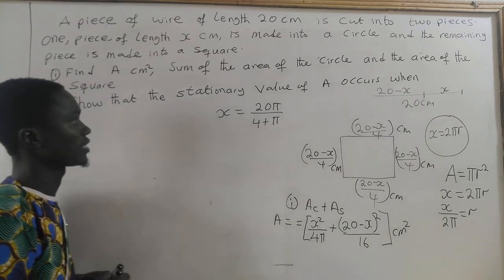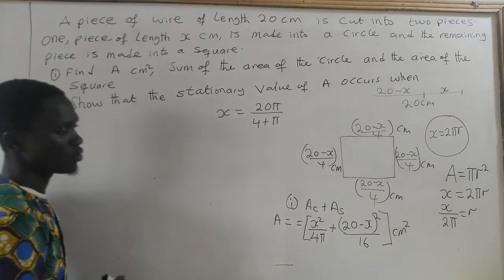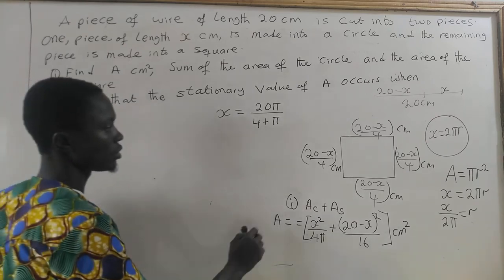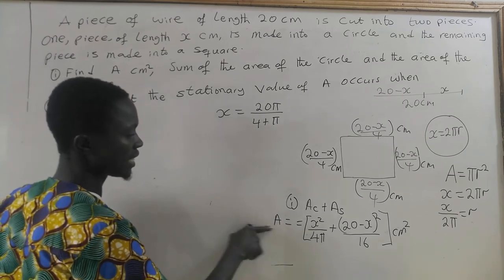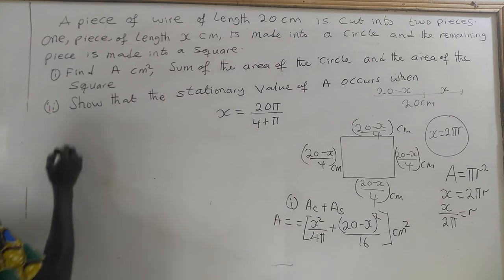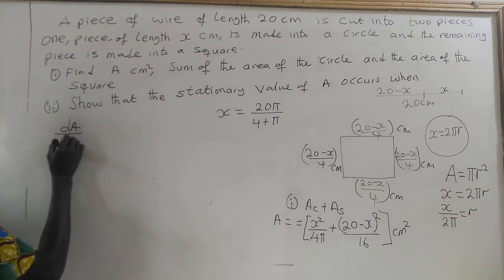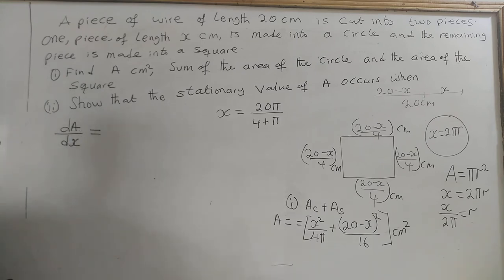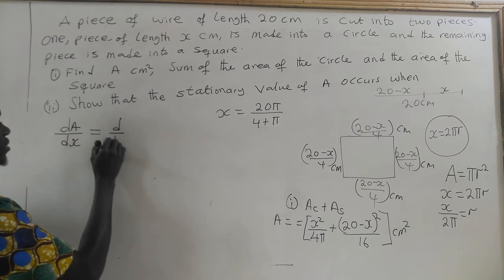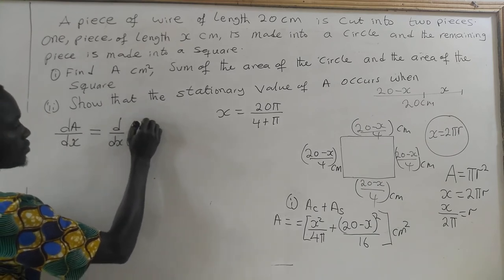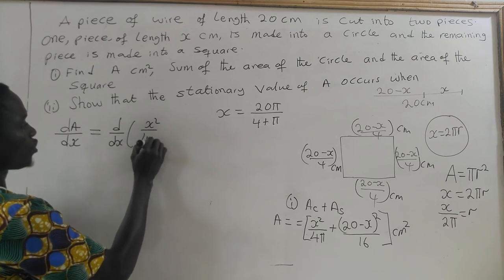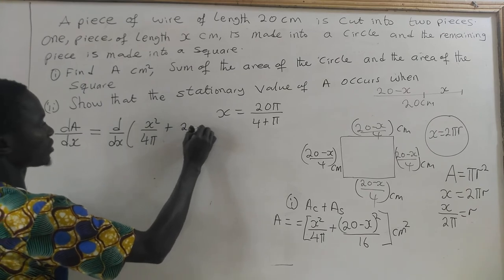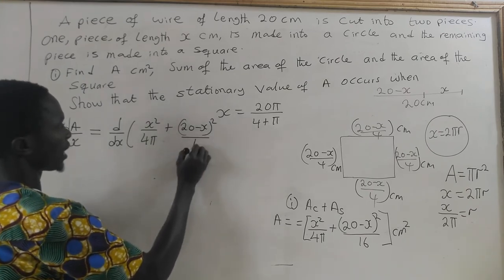At the stationary point, the first derivative is equal to 0. So here, we have to take the derivative of this with respect to x. So we have the derivative of the area with respect to x equal to d/dx of x squared divided by 4 pi plus (20 minus x) all squared divided by 16.